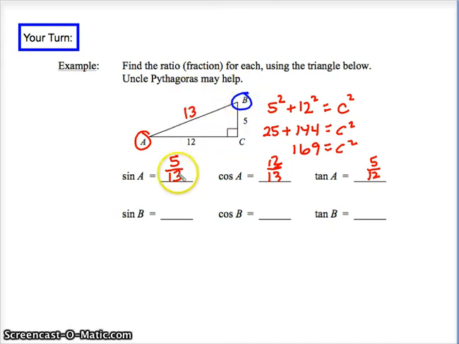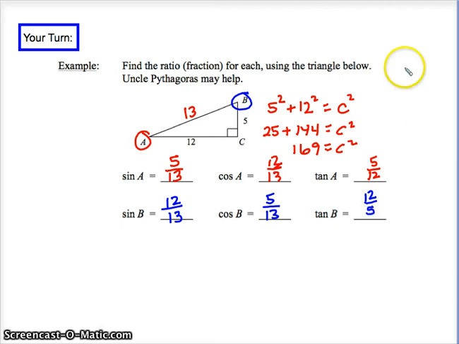Okay, now looking at B here, I'm going to change colors. The sine of B is the opposite, 12, over the hypotenuse. That's 12 over 13. The cosine of B is the adjacent, 5, over the hypotenuse, 13. And then we have the tangent of B, which is the opposite, 12, over the adjacent, 5.